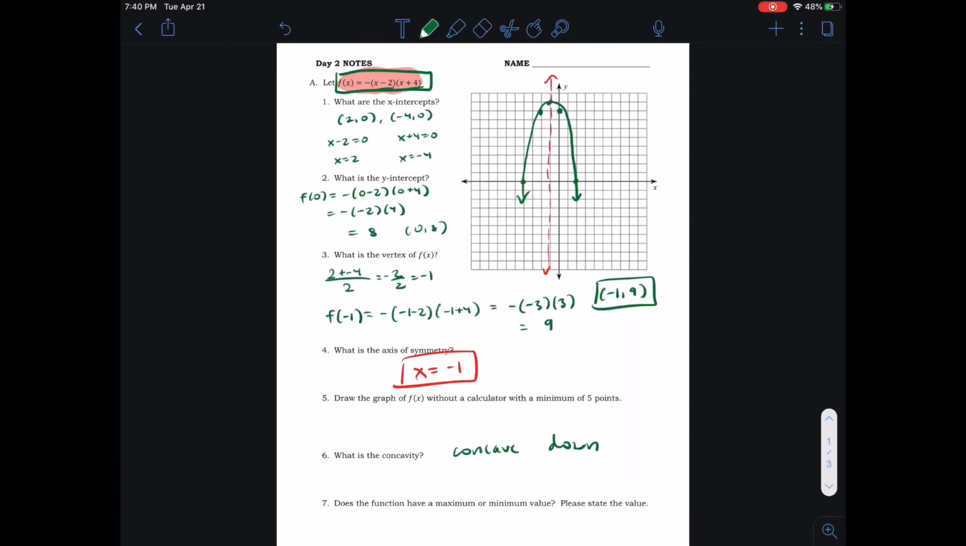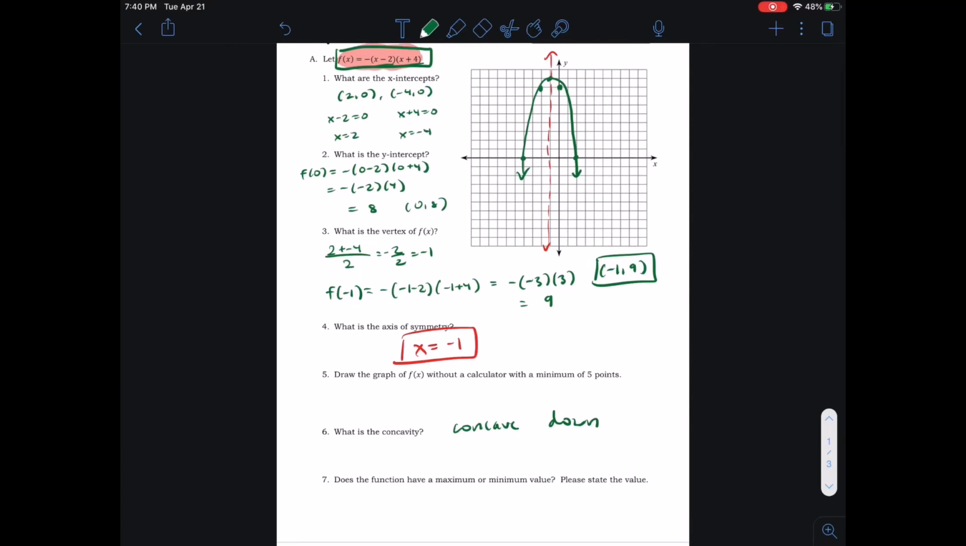Lastly, does the function have a maximum or minimum value? So if you look at this parabola, right, notice where the vertex is at. It's at the top, right? That tells me that there will be a maximum value. Right, there's a maximum. And what is that maximum value going to be?